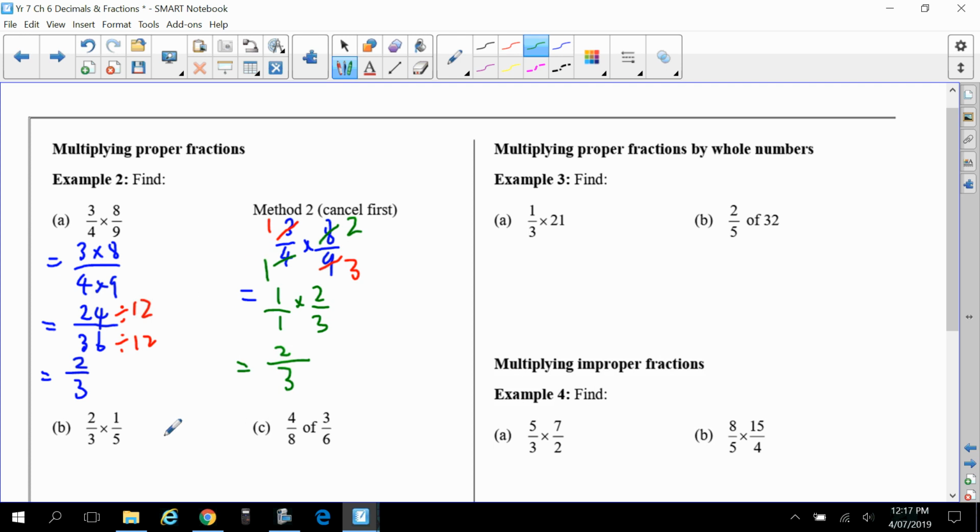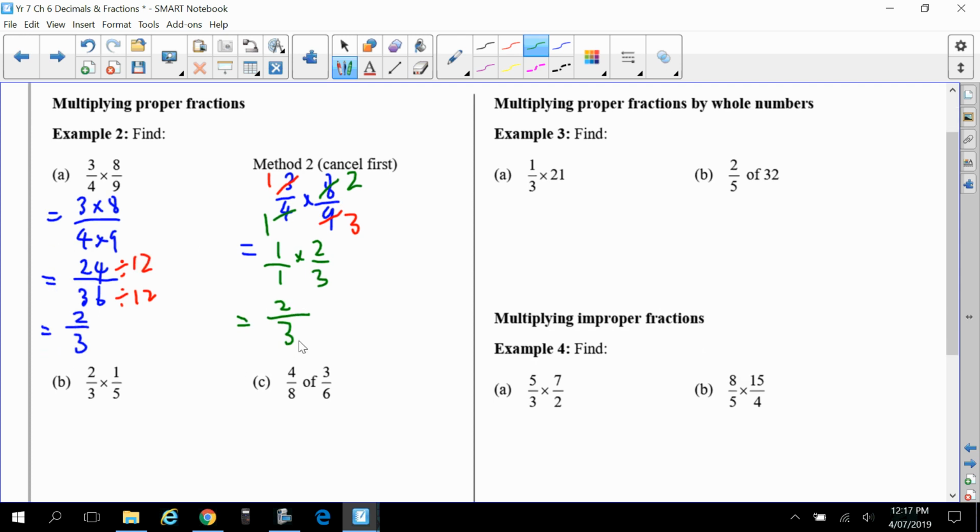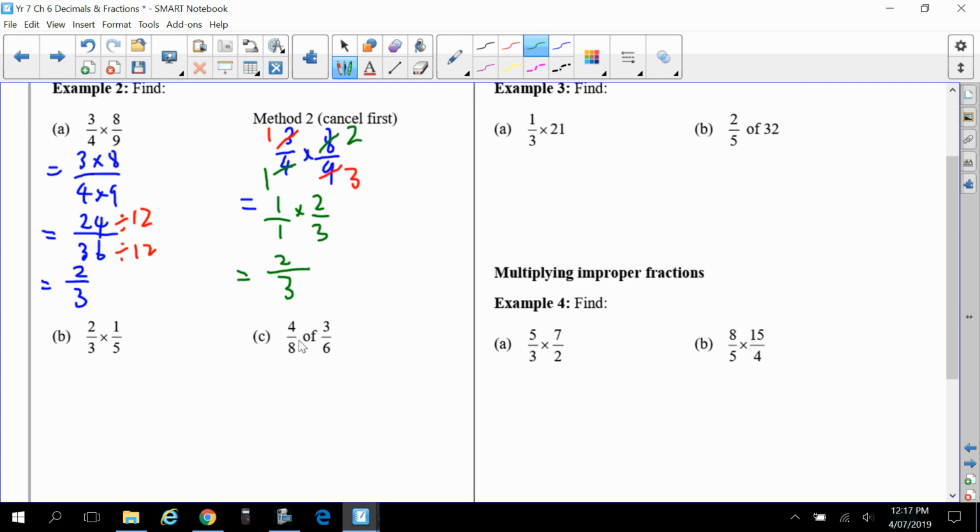And in fact, for any example I do now, I will try to use method 2 first. Cancel, simplify before you multiply. Does that make sense? Raise your hand if you have a question. All right, let's try the first one. Let's simplify. Now you check. Not everything can be simplified. Yes.